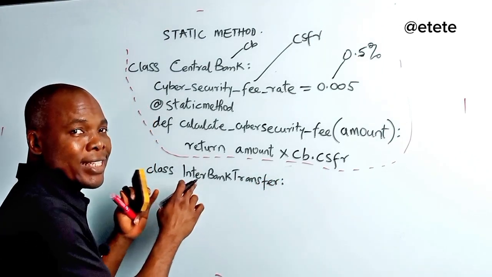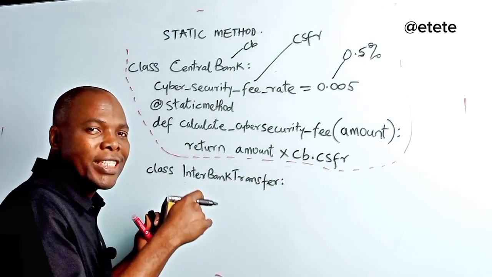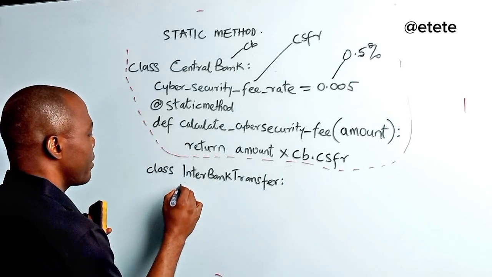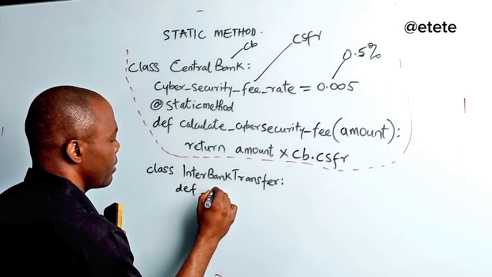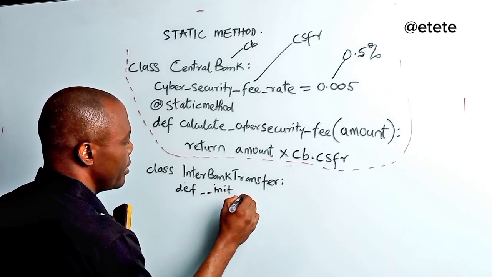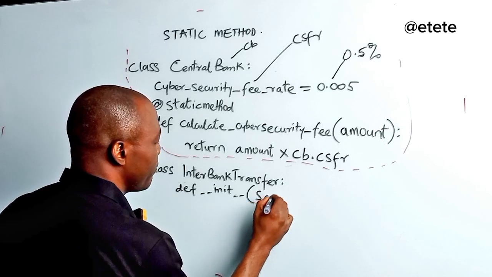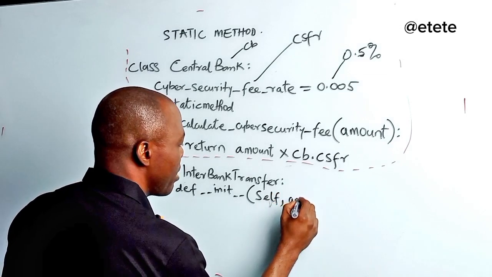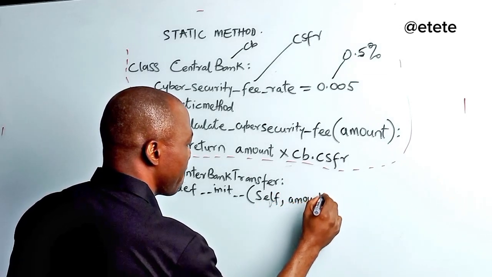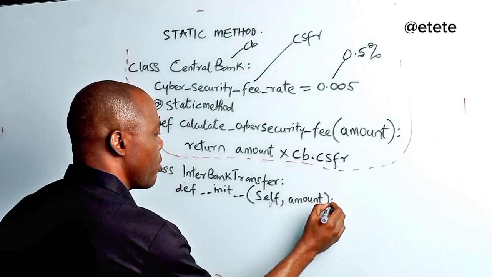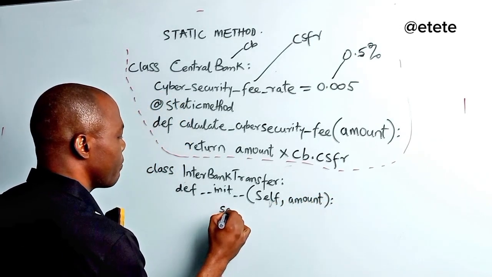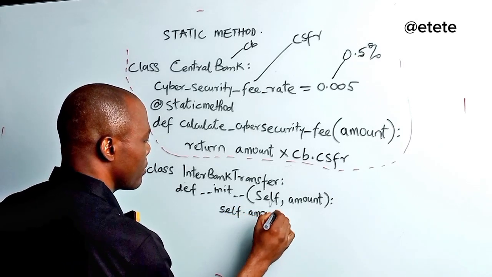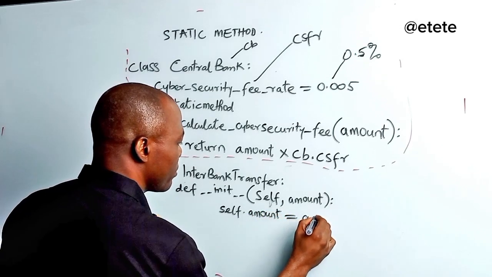Now, this class interbank transfer, I'm now going to create an init method, which is the instance method inside it. So I will say define init. Then here I will say self, comma, amount, right? Then I will come here and I will say self dot amount, assign amount.